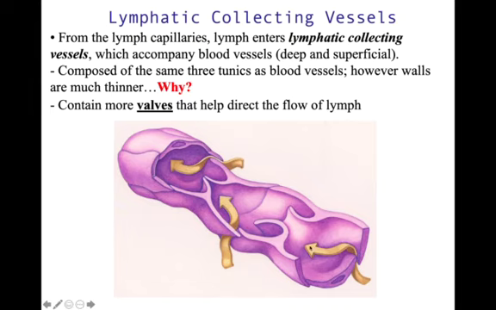Also, because there's very little pressure within your lymphatic collecting vessels, we need valves, right? Just like there's very little pressure in your veins, you need valves. We want to make sure we have one-way, or unidirectional, flow of lymph. You can also see here that some of your lymphatic collecting vessels have mini valves, so even lymphatic collecting vessels can absorb lymph from the surrounding tissue.